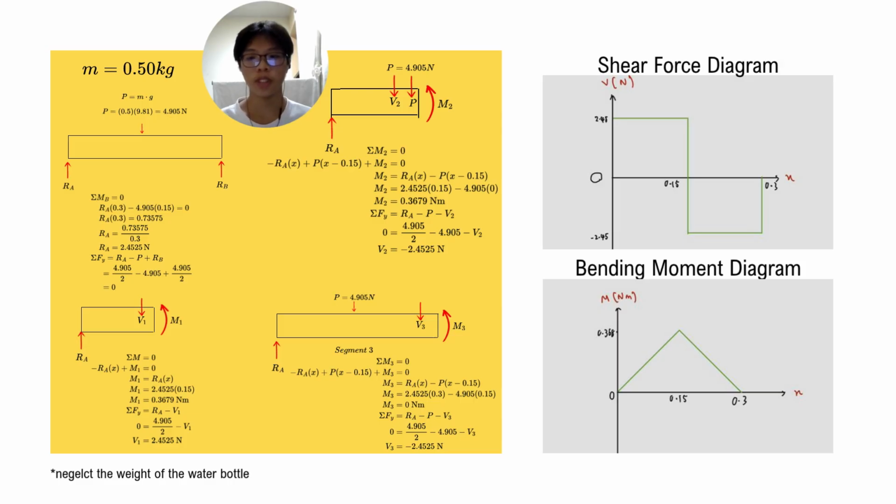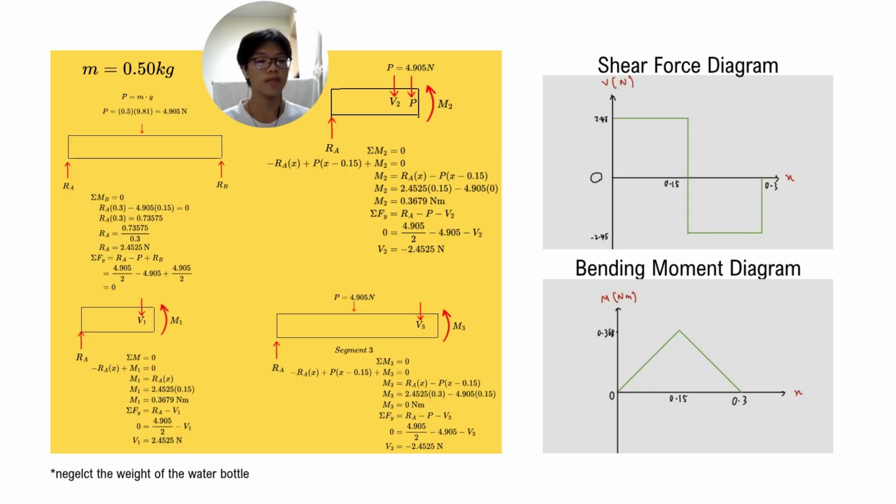Okay, so now we move on to 0.5 kilograms, and from that we're able to find the RA and RB, which is 2.4525 newtons. From that we're able to find the shearing stress of segment 1, which is 2.4525 newtons, and the moment, which is 0.3679 newton meters. Then segment 2 has a shearing stress of negative 2.4525 newtons and 0.3679 newton meter for the moment. Finally, segment 3 has negative 2.4525 newtons for its shearing stress and 0 newton meter for its moment.